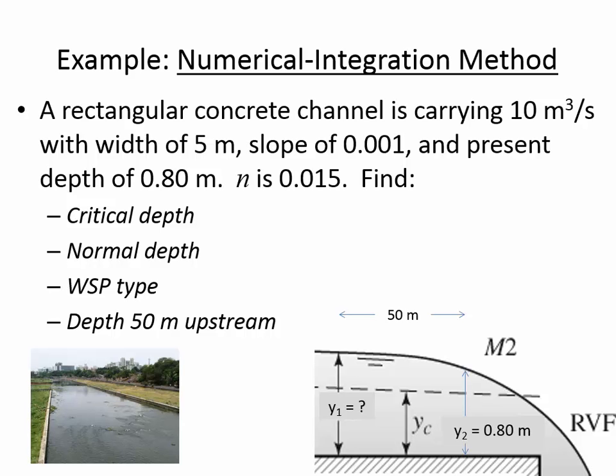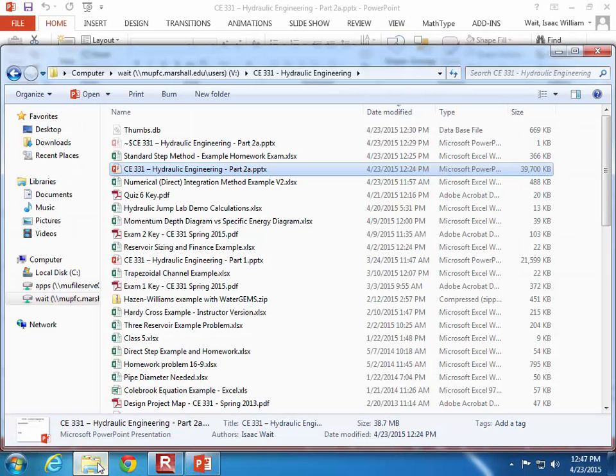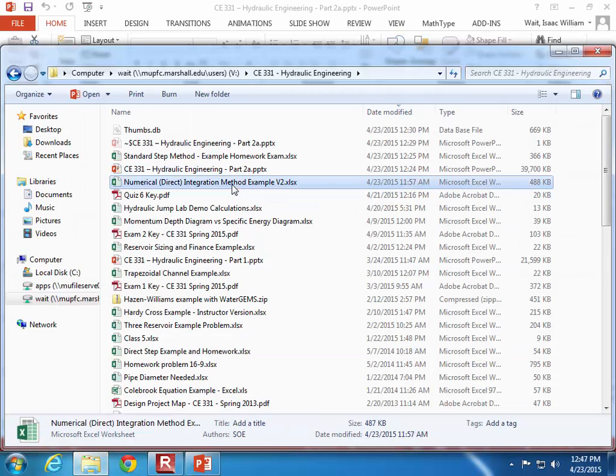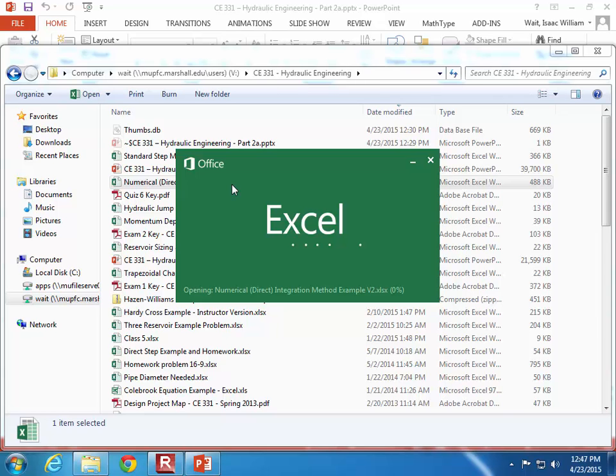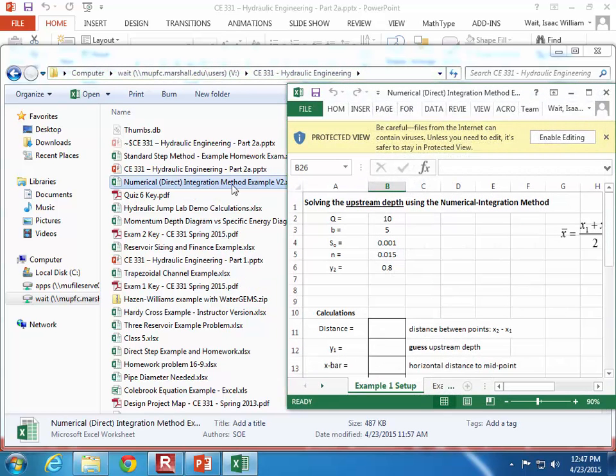Okay, so here's our location of interest. And we know that here it's an M2 profile and it's getting deeper upstream, and we want to know how deep is it 50 meters upstream. What I'm going to do is start Excel, and I already have the kind of layout that I like to use for these problems. You don't have to mimic this same layout. You can use whatever spreadsheet approach you like.